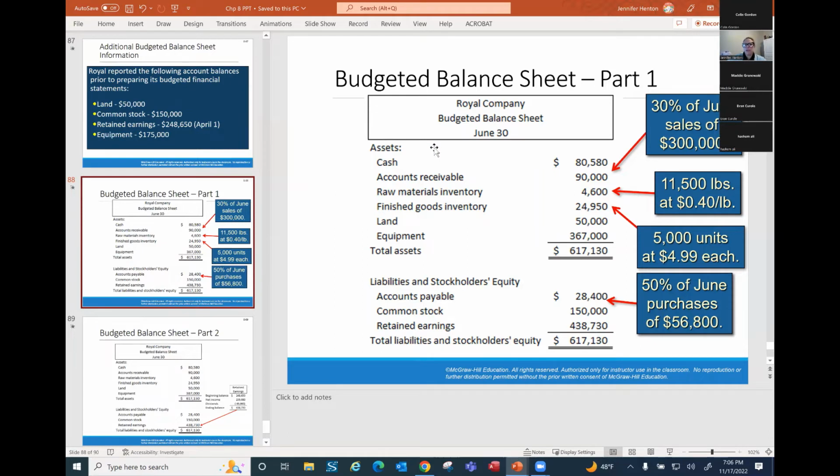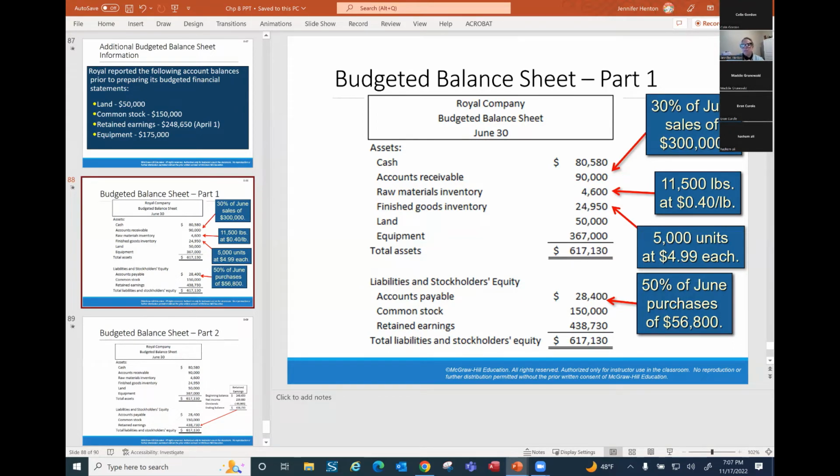All right, so we have cash, 80,580. You can get that probably off that cash budget that we did. That's the ending balance. We have accounts receivable of 90,000. So if you want to remember what they told us about accounts receivable, when we collect the money in the month of the sale, we don't collect 30% of it. We collect that the next month. So that's going to be open as an open receivable at the end of June because that money is still due. So, remember, accounts receivable means I have an account that I'm expected to receive money.